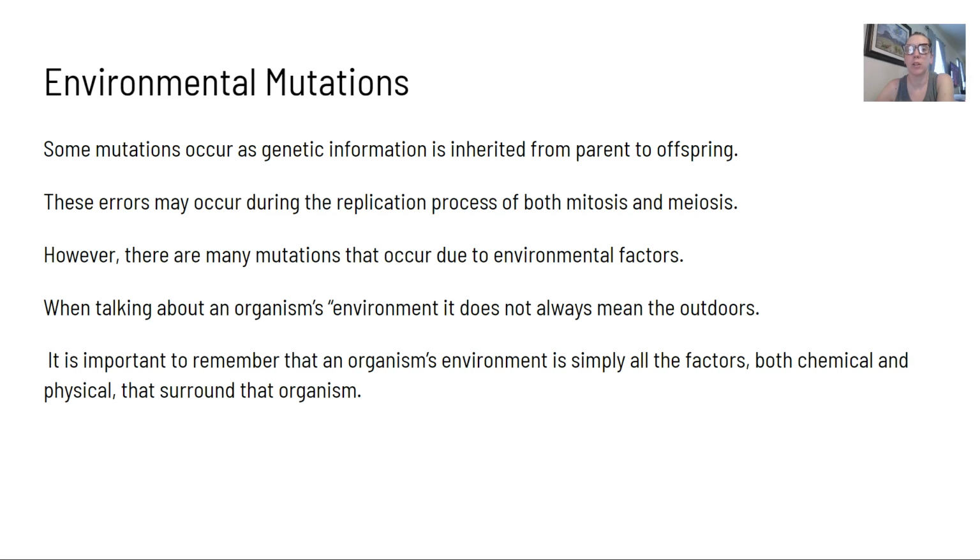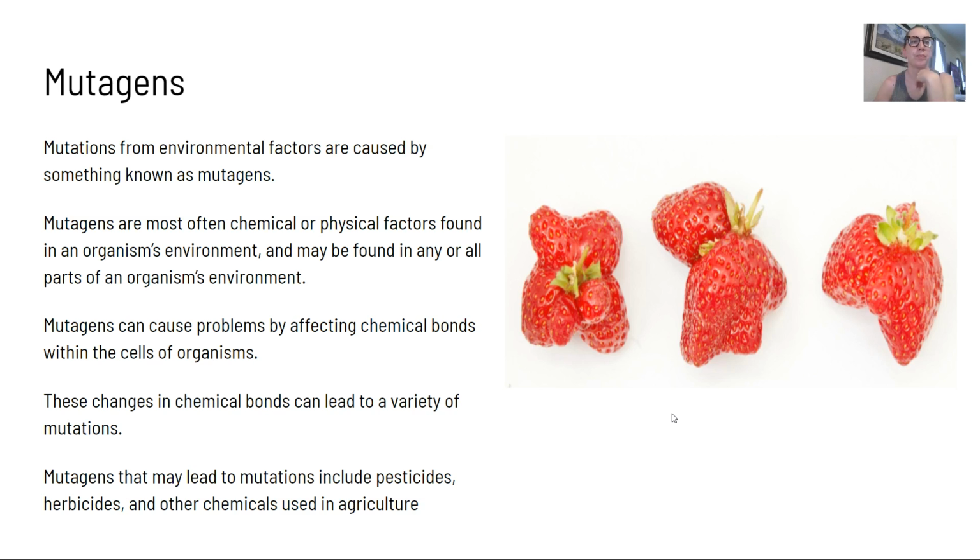These errors may occur during the replication process of both mitosis and meiosis. However, there are many mutations that occur due to environmental factors. When talking about an organism's environment, it does not always mean the outdoors. It's important to remember that an organism's environment is simply all the factors, both chemical and physical, that surround that organism. So if there is pollution or something affecting that organism chemically, then that would also count as its environment.